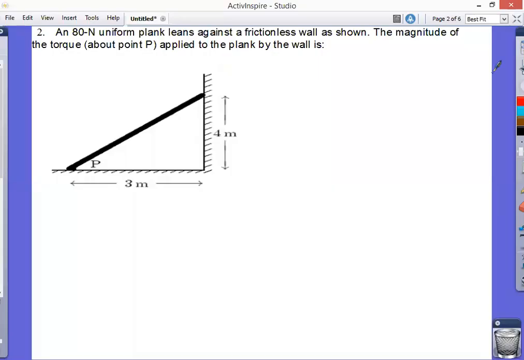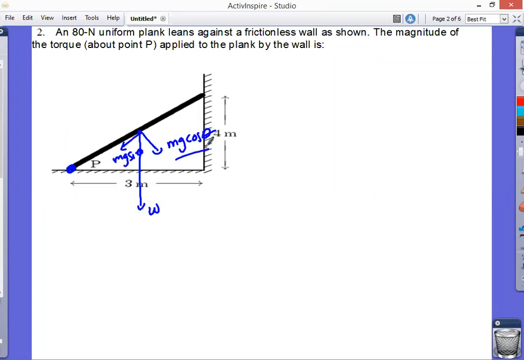An 80 Newton uniform plank leans against a frictionless wall as shown. We need the magnitude of the torque at point P. In order to find the torque, let's put our weight in the middle of the plank. We are going to have mg cos theta here, and this part is going to be mg sin theta, but we don't need mg sin theta. We are just going to need mg cos theta.